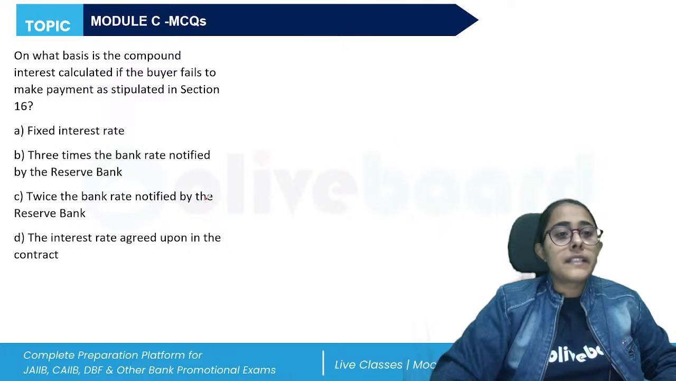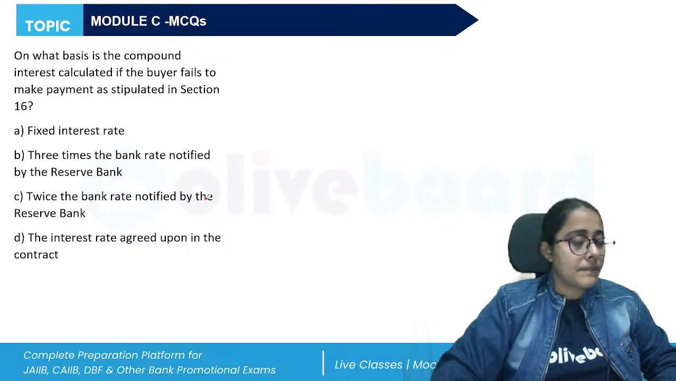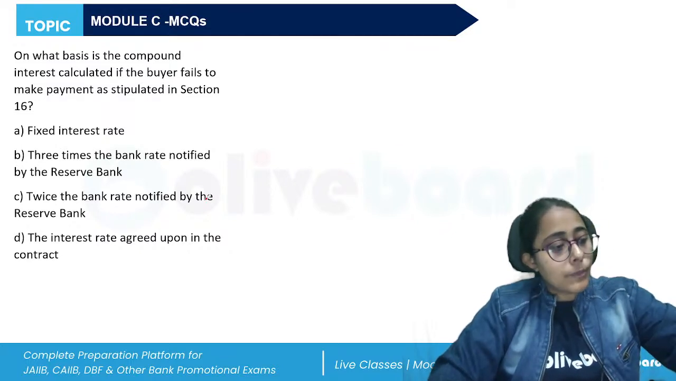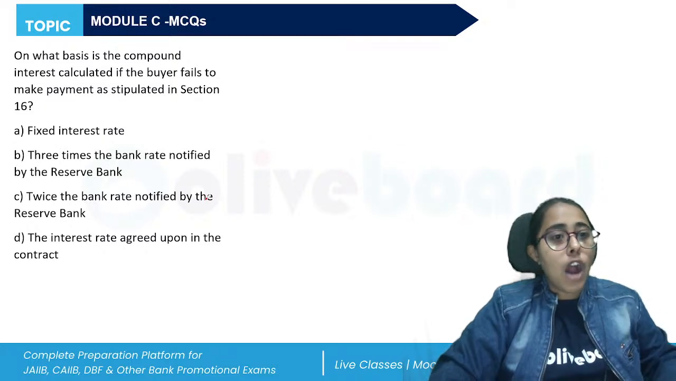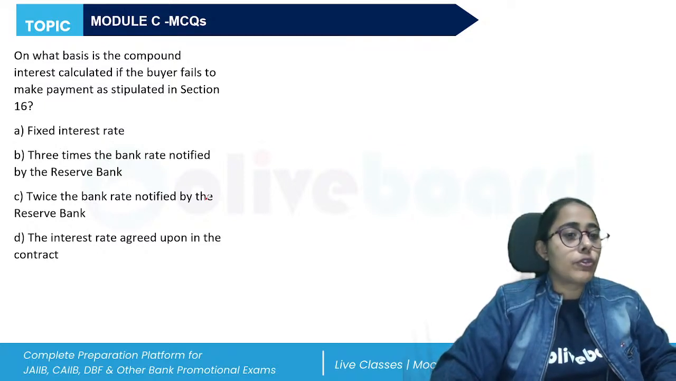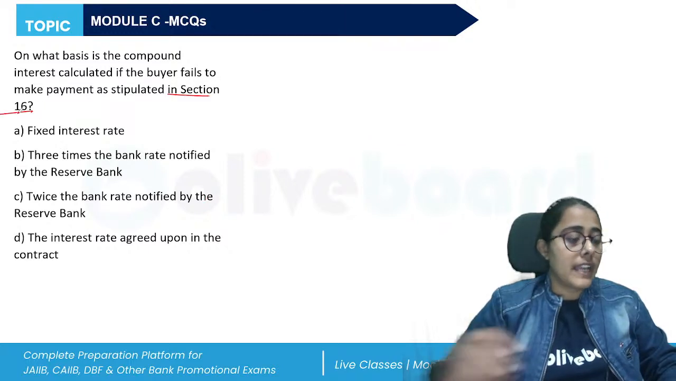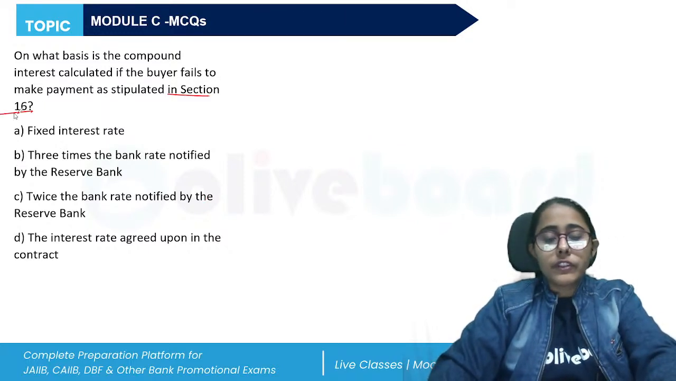Next, on what basis is the compound interest calculated if the buyer fails to make payment as stipulated in section 16? Fixed interest rate, 3 times the bank rate notified by the Reserve Bank, twice the bank rate notified by the Reserve Bank, or the interest rate that is agreed upon in the contract. So if the buyer fails to make a payment, then how much compound interest do they have to pay? And it is mentioned in section 16 of the Act. So which of the following is correct?